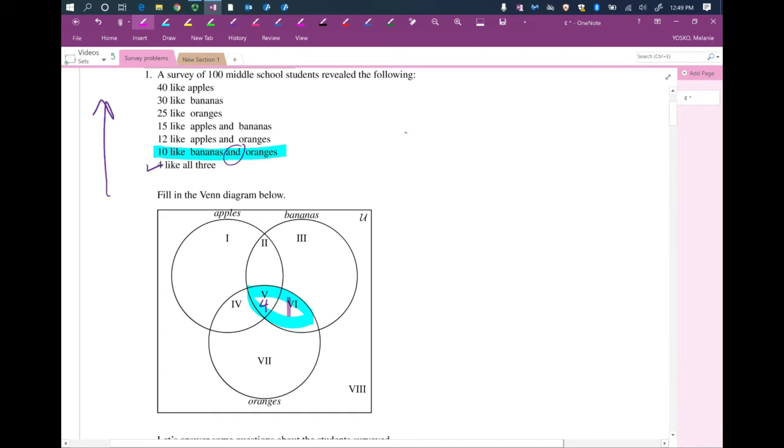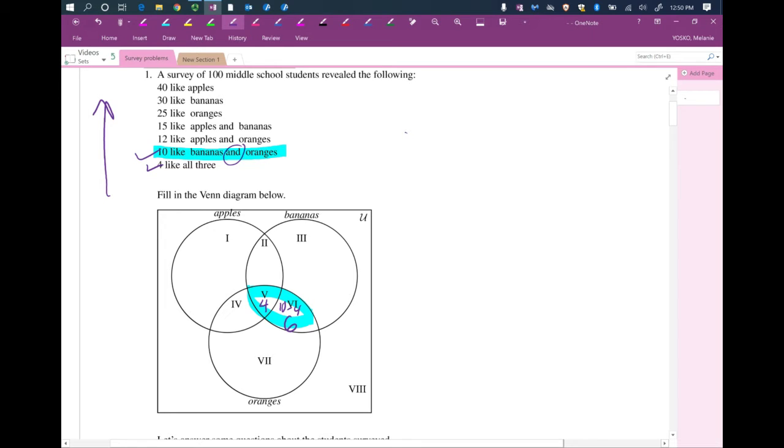So this region and this region should add up and give you 10. We already know 4 students are here. They like all three. They like bananas and oranges and apples. So we know 10 like bananas and oranges. So some of them like all three. These guys over here are just going to like bananas and oranges only. But together these regions are going to add up to 10. So this is 10 minus 4, which we're going to see as a 6. Okay, then we go up.